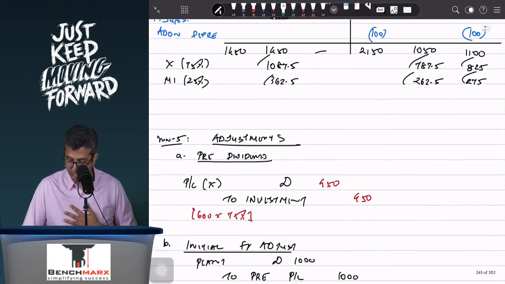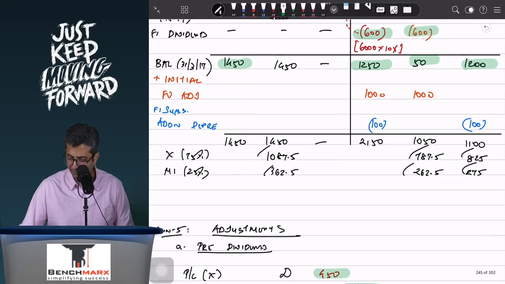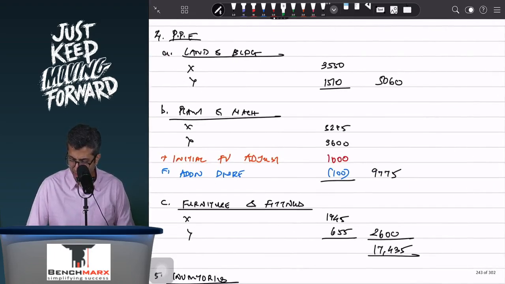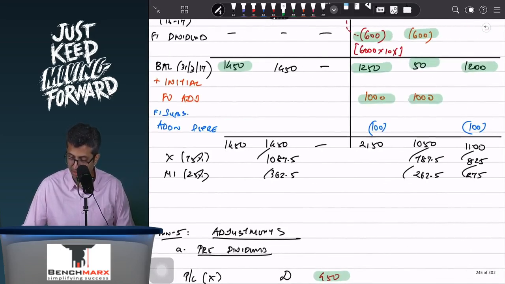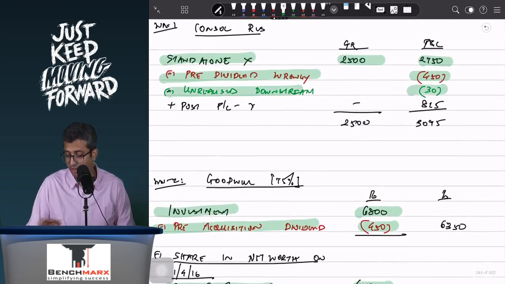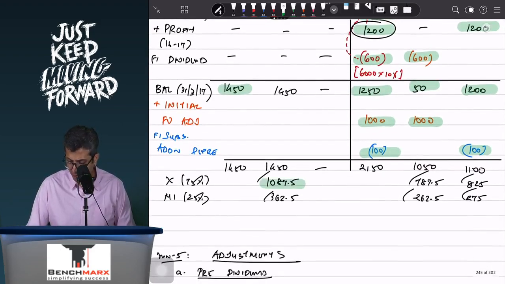So you have given effect to this rectification entry, and then there is plant account debit to pre-P&L. So this is pre-P&L increased, and then in the plant also you will increase. Further, there is an additional depreciation of 100 which is subtracted from the post-P&L. Further, there is a downstream transaction, but downstream transaction directly goes over here, unrealized downstream of 30, and that's about it. Once you do all of this, whatever numbers you get, 75-25, 75-25.